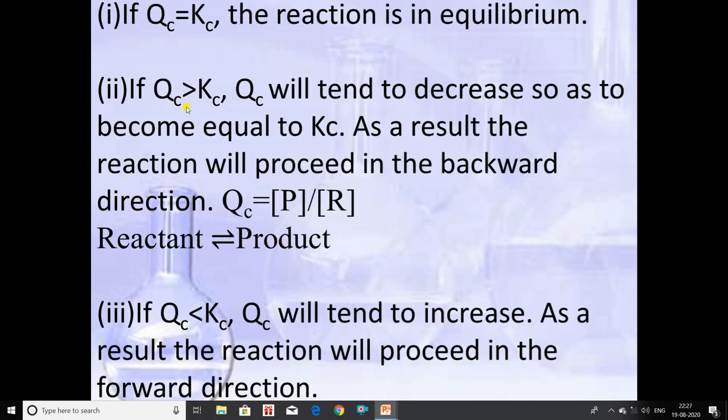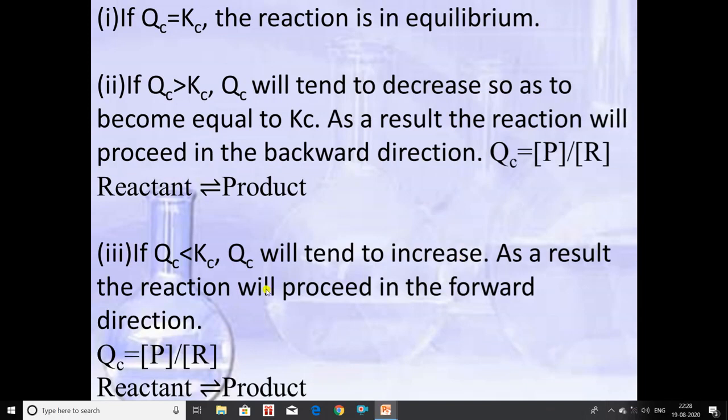So whenever Qc is greater than Kc, we have to make Qc less. How can we make its value less? By increasing the value in the denominator, which is the concentration of reactant. That means we have to increase the concentration of reactant and decrease the concentration of product, and product will decrease only when the reaction moves in the backward direction. So for Qc greater than Kc, Qc will tend to decrease so as to become equal to Kc. As a result, the reaction will proceed in the backward direction. I hope this point is clear, because the next point is the same as this one.